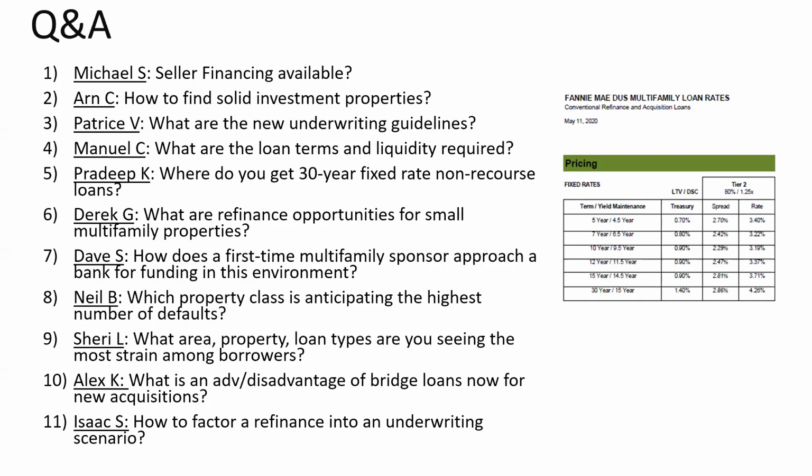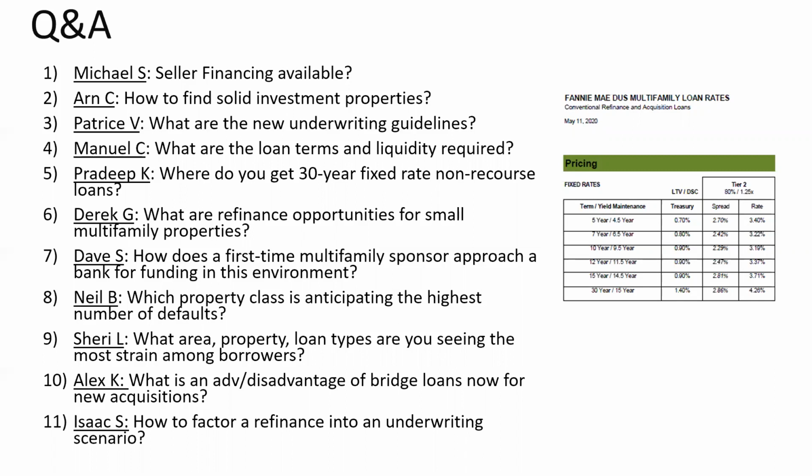Pradeep asks, where do you get 30-year fixed rate non-recourse? I put this on the right-hand side in terms of pricing. You can see that a 10-year loan is about 3.19% right now, and you can get a 30-year term at 4.26%. So it's about 100 basis points higher than a 10-year. The reason most people don't do 30 years is you have a longer yield maintenance penalty. So you have 15 years of yield maintenance. And also, with a higher interest rate, you're not going to qualify for such a high loan proceeds, so that will be lower LTV.